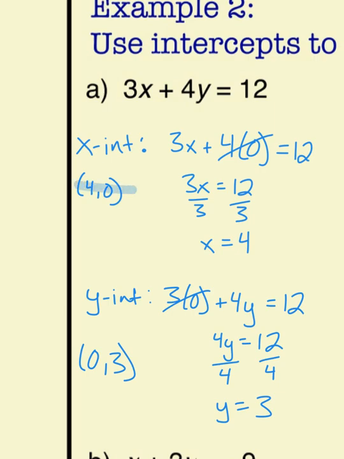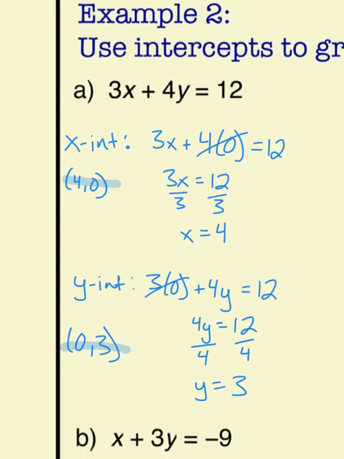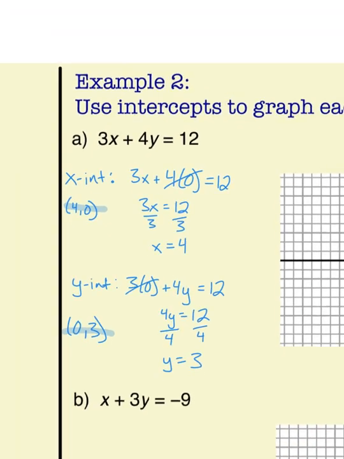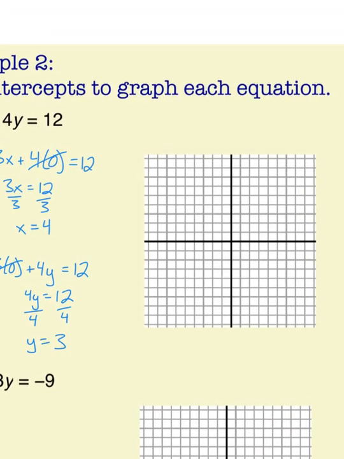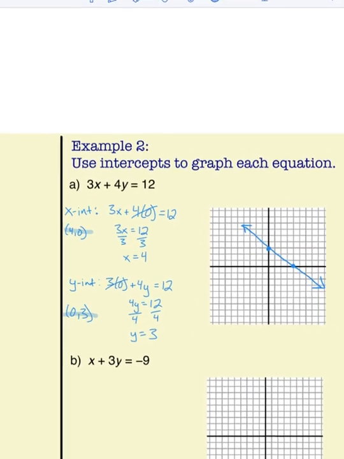Now I have 2 points that I know are on this graph, so I can go to the graph and plot 4, 0 and 0, 3. And then all I have to do is connect the dots to graph that equation. All right, that's our equation for part A.